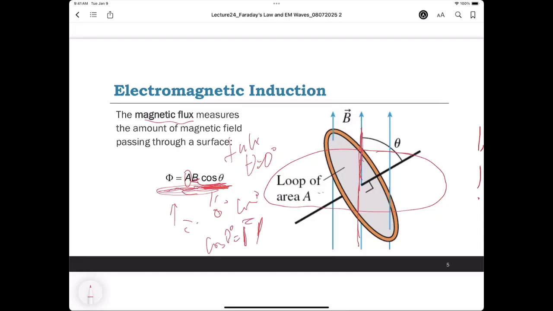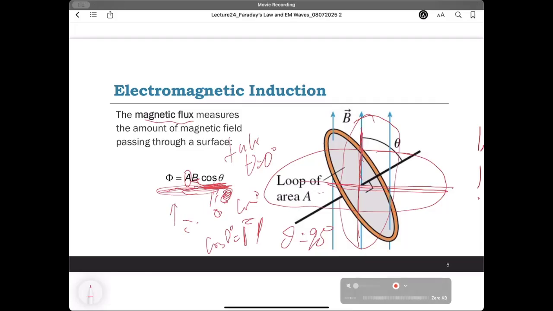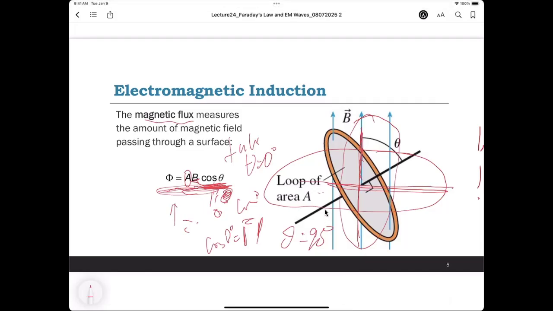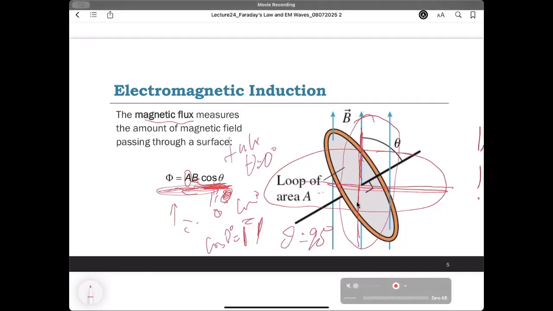But if it is in this direction and theta equals 90 degrees, which means cosine is 0. Am I right? So the magnetic flux is 0. Does that make sense to you? I am just reviewing what we talked about in the last class.